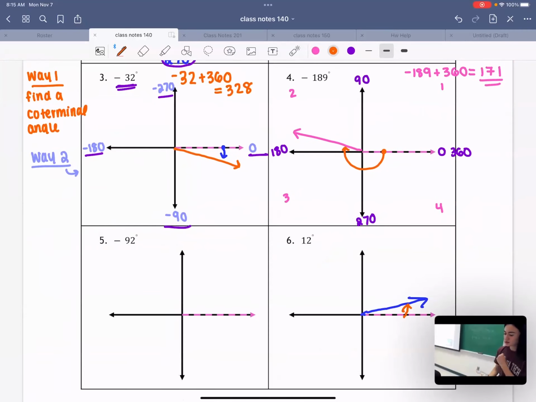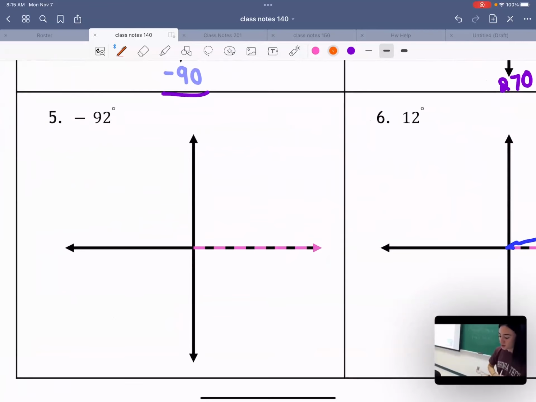Let's use way number 2 to find this one. I'll show you what I do for this one. Using way number 2, instead of labeling my axes the normal way, I know that this is 0. Going clockwise, this would be negative 90. Going clockwise again, we have negative 180, negative 270, and then negative 360.